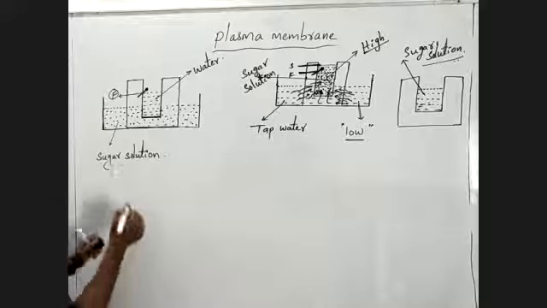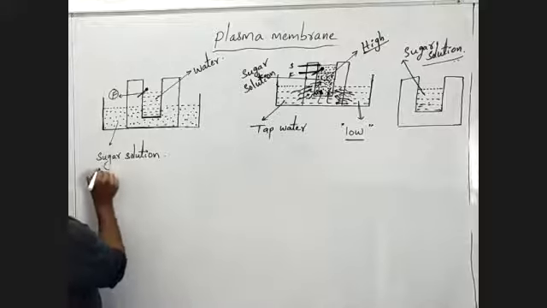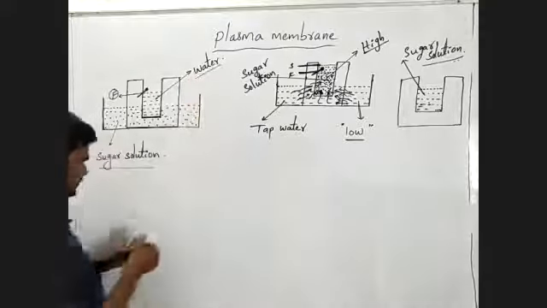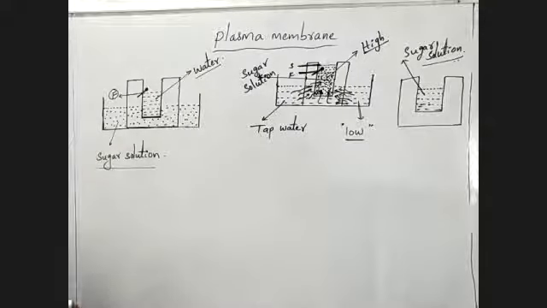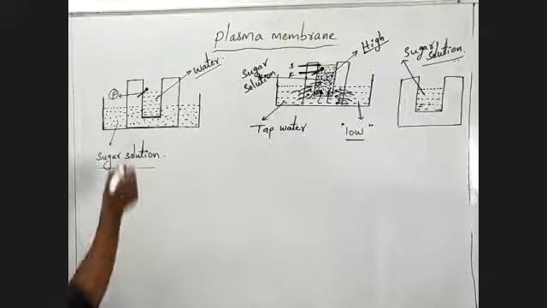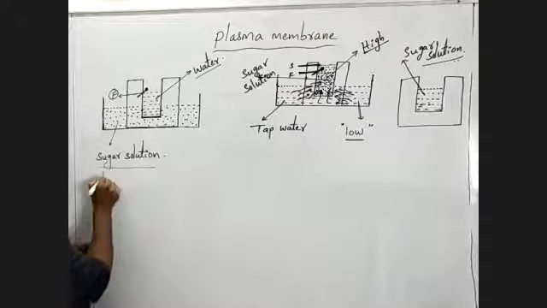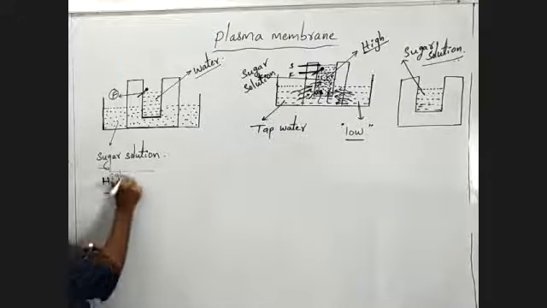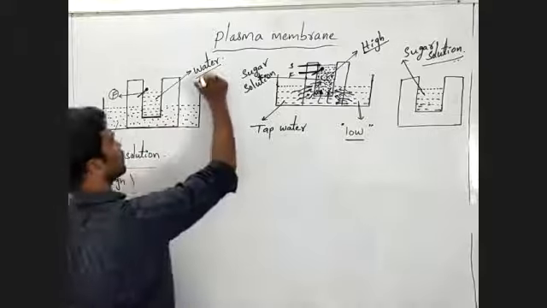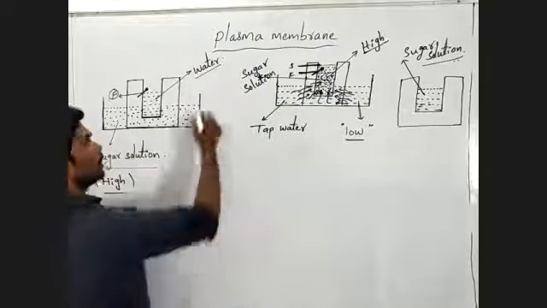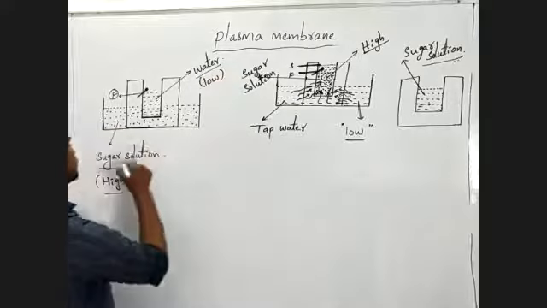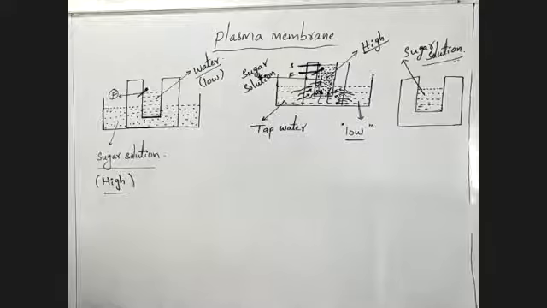Here what will happen? Sugar solution. Here just water. Here sugar solution, that tap water. Sugar solution means it has high concentration than water. Water has the low concentration than sugar solution. Here also concentration gradient is there.